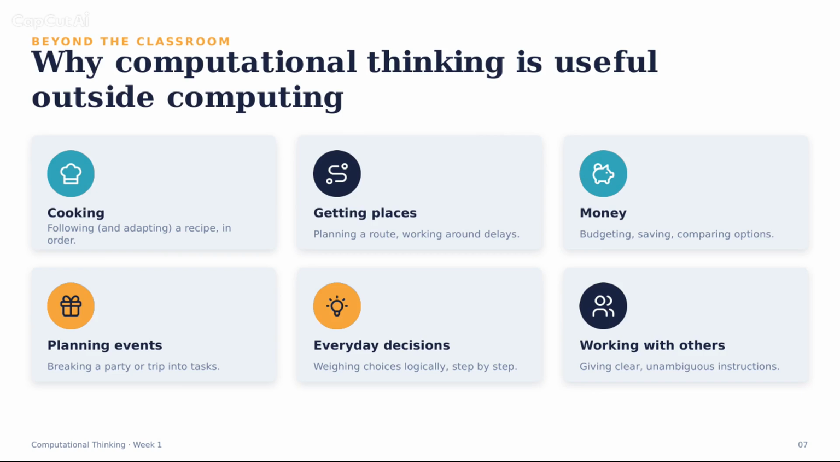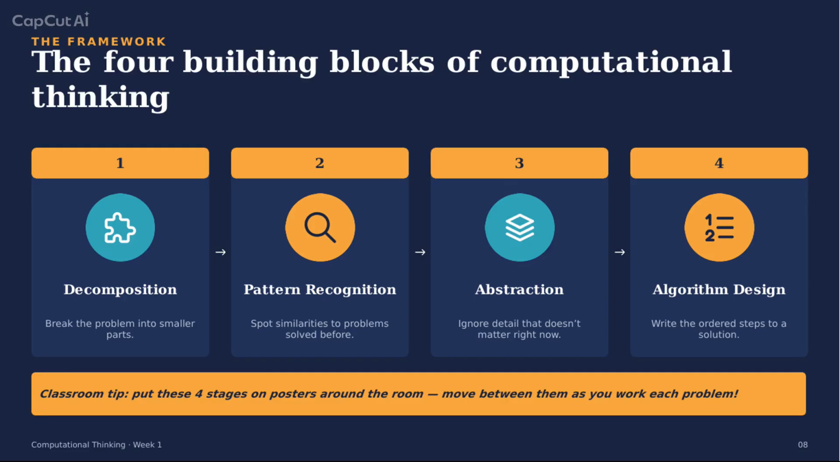So how do we actually do computational thinking? There are 4 building blocks, and they always happen in this order: decomposition, break the problem into smaller parts; pattern recognition, spot similarities to problems you've already solved; abstraction, ignore the detail that doesn't matter right now; algorithm design, write the ordered steps to the solution.